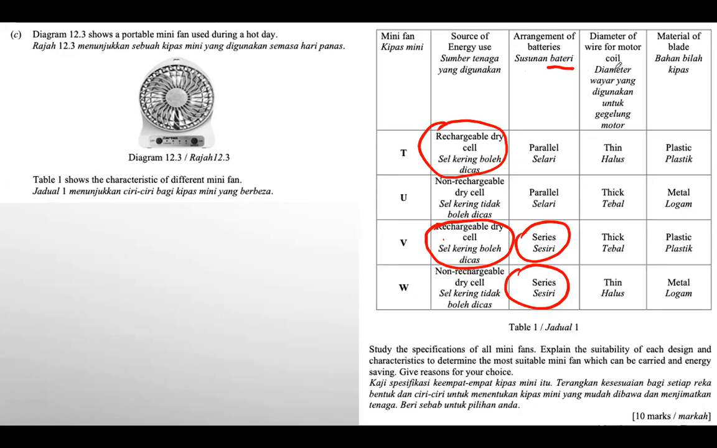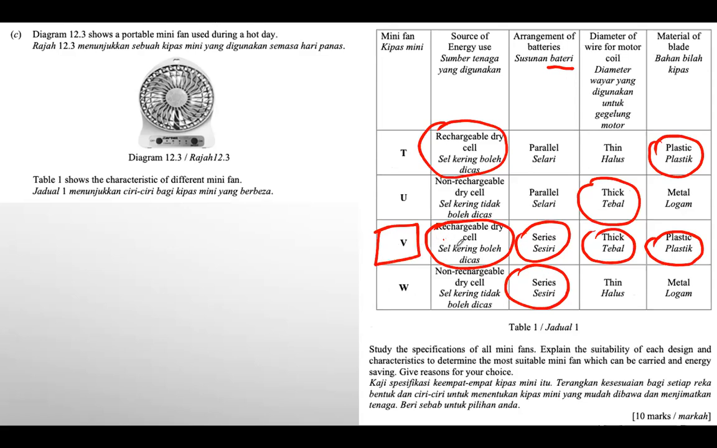The diameter of the moving coil should be thick. And then the blade, of course, must be plastic. A metal blade is not a good idea. So if you take a look at all the circles that I've done, it's very obvious that V is the best choice. So learn to analyze the table like this before you come up with the right answer.